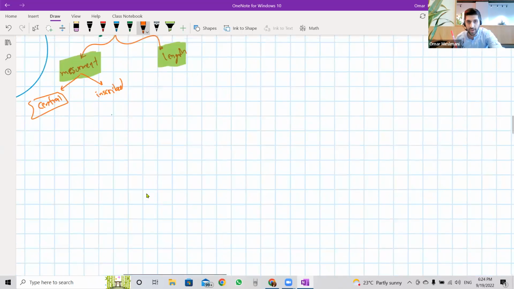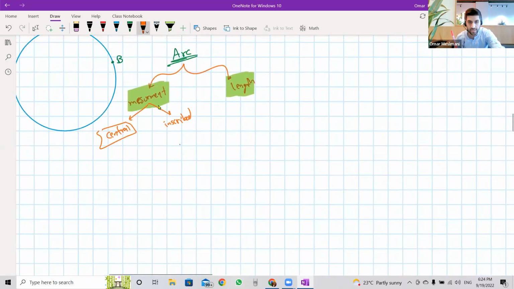So you have two things to do: either look for a measurement of the central or the inscribed angle. A measurement could be in radians or in degrees. No problem, I could have it in radians or in degrees. But the concept of the length of an arc is another chapter.